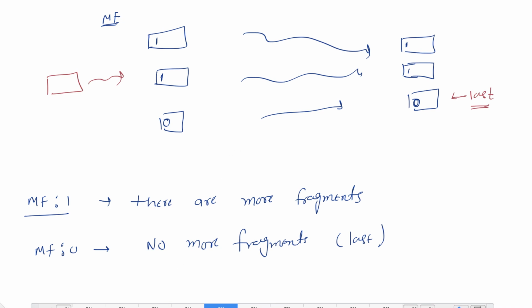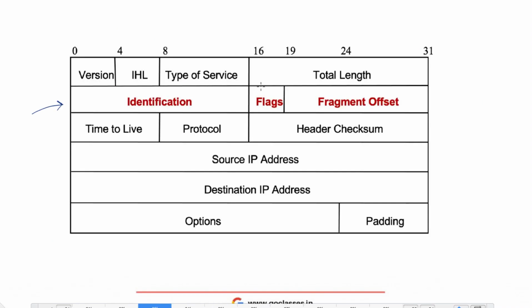There is one field, so these flags basically have 3 fields, and one of the fields is never used, so this is just reserved. There are 2 bits in the flag, one is MF and one is DF. MF means more fragments. If MF is 1, then it means there are more fragments. If MF is 0, then it means it's the last fragment. And there is one field that is called DF. DF means do not fragment.